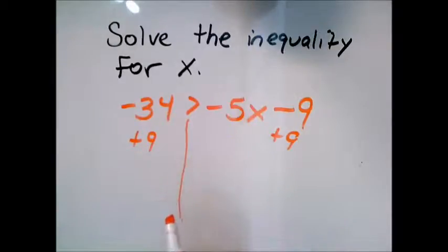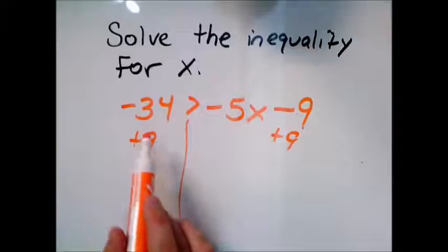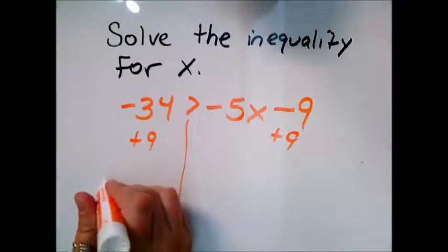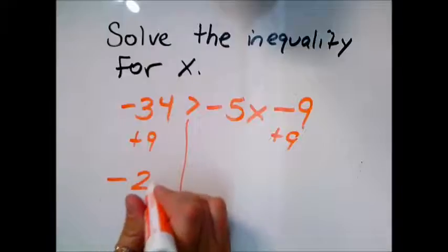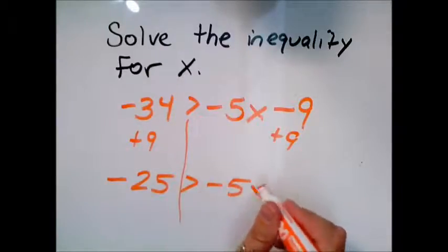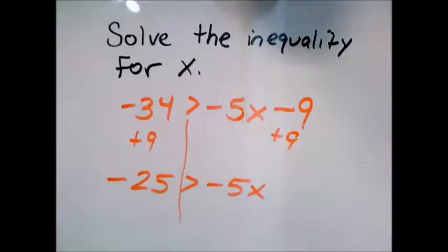So I end up with 34. Notice these are opposite signs, so it's like 34 minus 9, but I know my answer is going to be negative. So I end up with negative 25 greater than negative 5x. Now on both sides, I have to divide by negative 5.